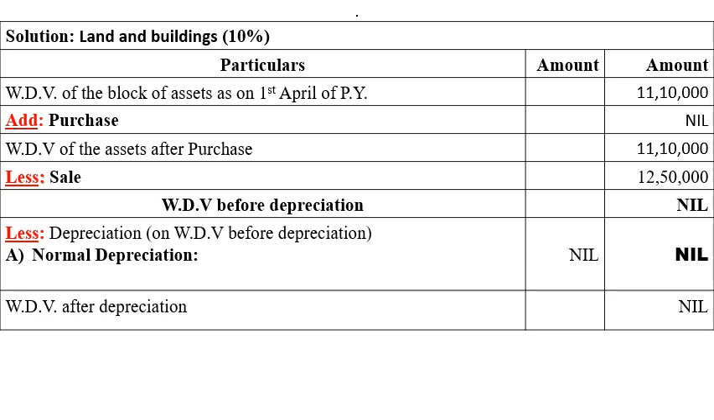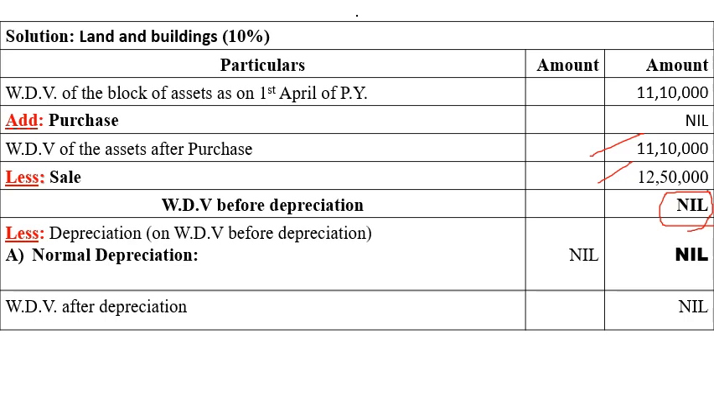Then no purchases in the previous year. Then sales in the previous year is 12 lakh 50,000. So value before depreciation was considered as nil, because you are going to get a negative value. You are not considering the negative value, meaning assets were sold. See, written down value after purchase, there is no purchases. Written down value after purchase 11 lakh 10,000, sale was 12 lakh 50,000. So you are going to get the profit. It's a short term capital gain, or you can consider long term capital gain also, that is dependent on the procedure of calculation of capital gain.